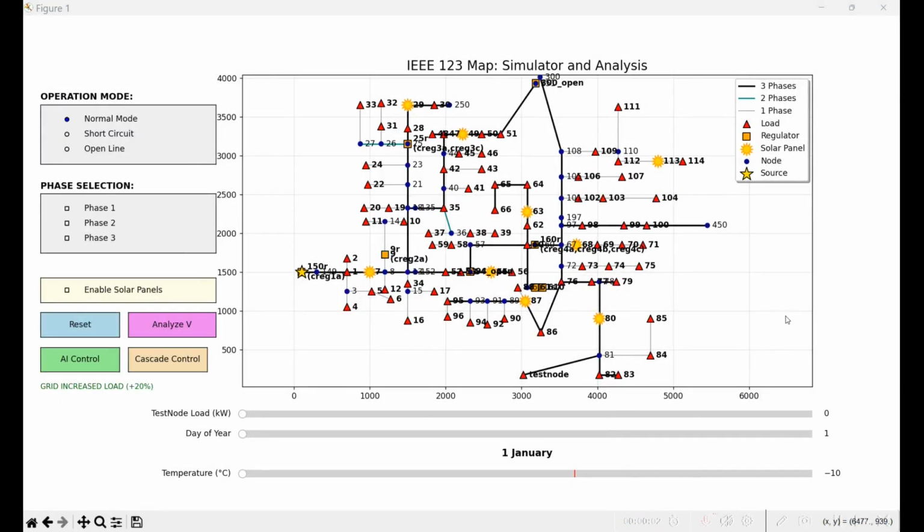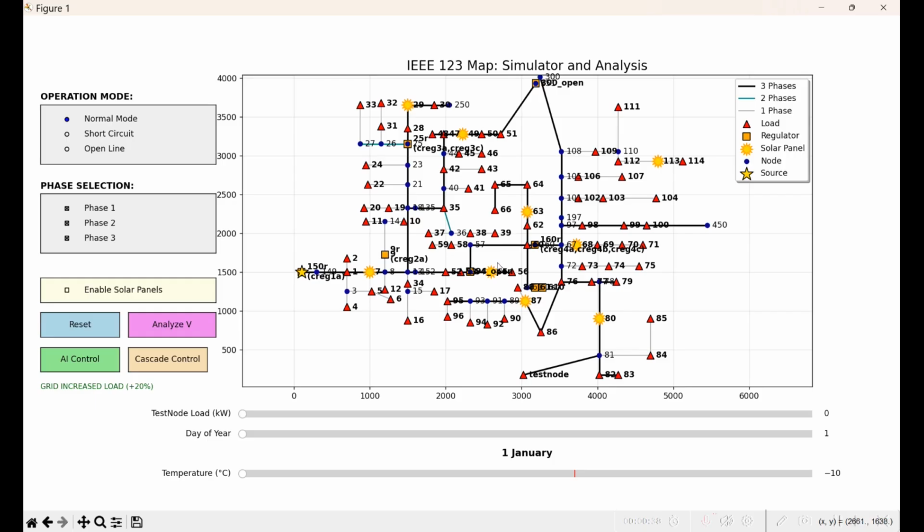Good afternoon. We present a demonstration of the Distributed Energy Network Simulator. This simulator consists of 132 energy nodes connected to each other by electrical cables, single-phase, two-phase, and three-phase. Red triangles represent nodes under load, that is, nodes containing buildings, structures, and so on connected to them.